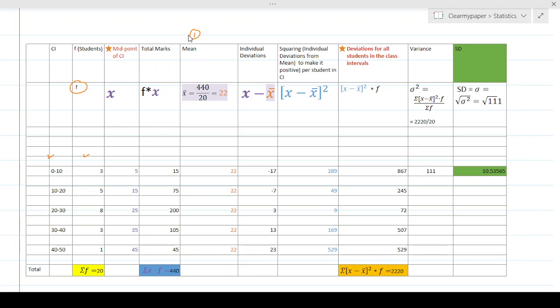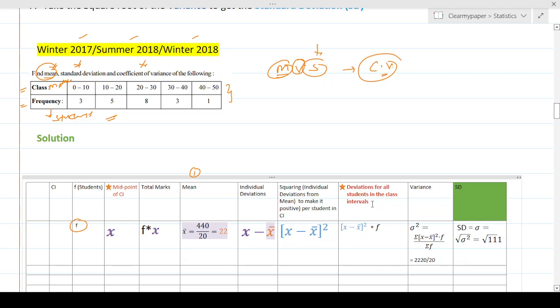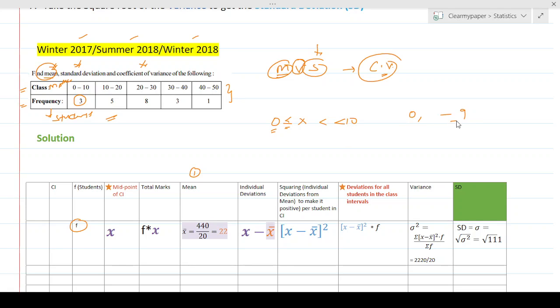That's my first step. But for finding the mean, since it's grouped data, what does it imply? 3 students have got marks anywhere between 0 to less than 10. So it could be 0, but it's definitely less than 10. So the marks are like this: 0 could be less than or equal to X. Hold on, let me back out. The student could have got a 0 mark, but definitely less than 10. So it could be anywhere between 0 to 9. And that's what it is.